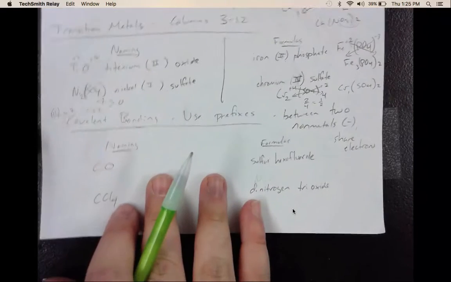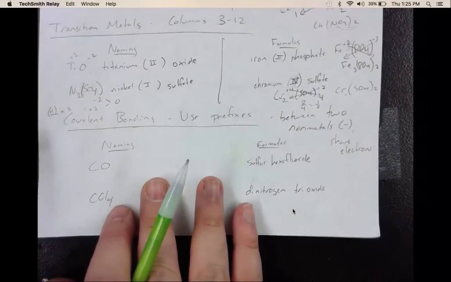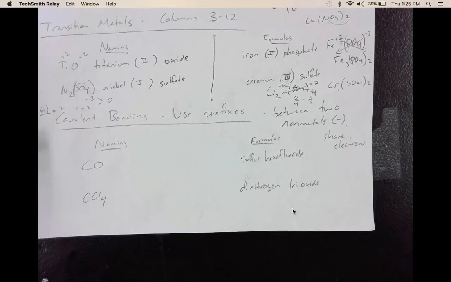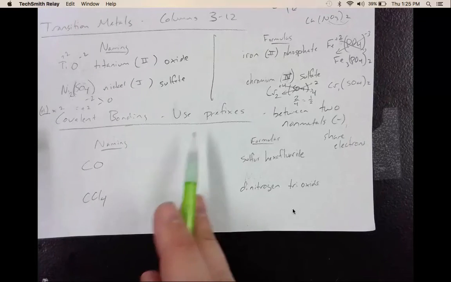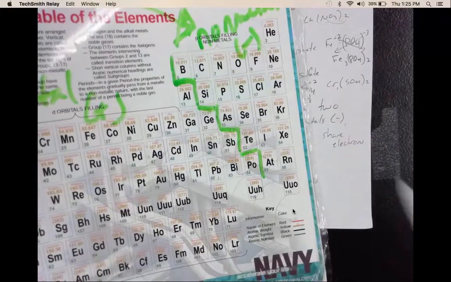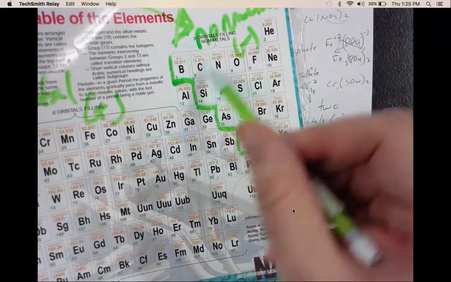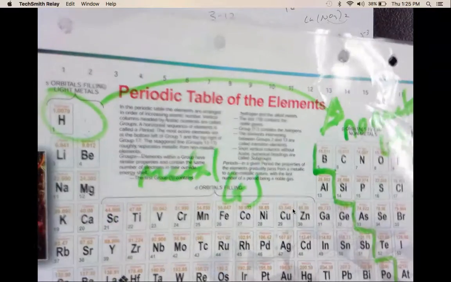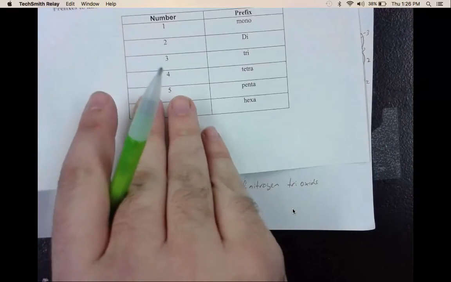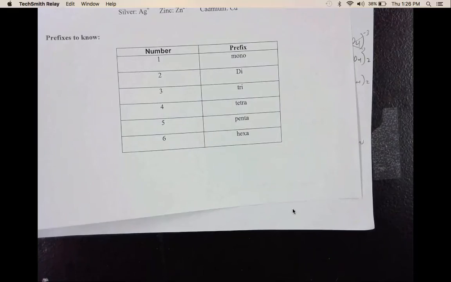The last kind of bonding are covalent bonds. Covalent bonds are between 2 nonmetals and they share their electrons. So when we use covalent bonds, we use our prefixes. Remember, it is a covalent bond if you have 2 things on the right side of this line, or hydrogen. So we use our prefixes. Again, prefixes will be given to you. You do not have to memorize them.